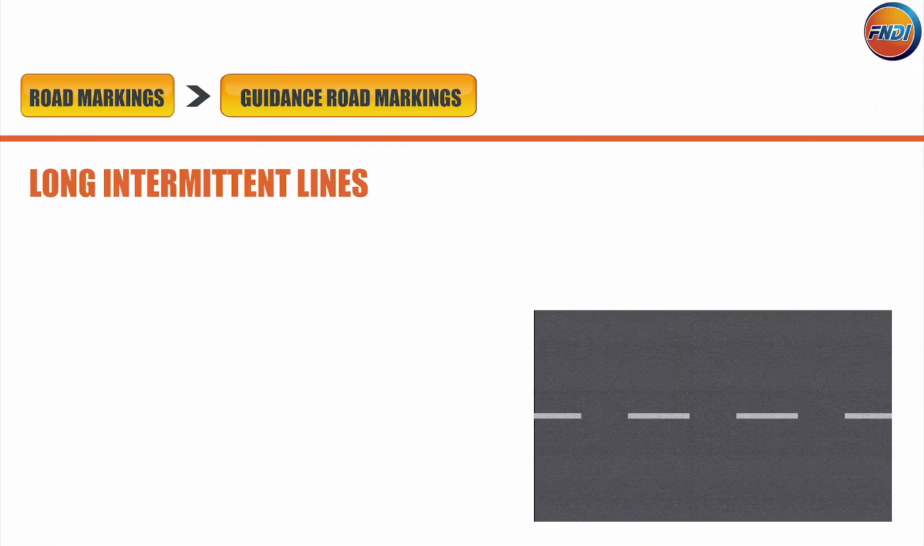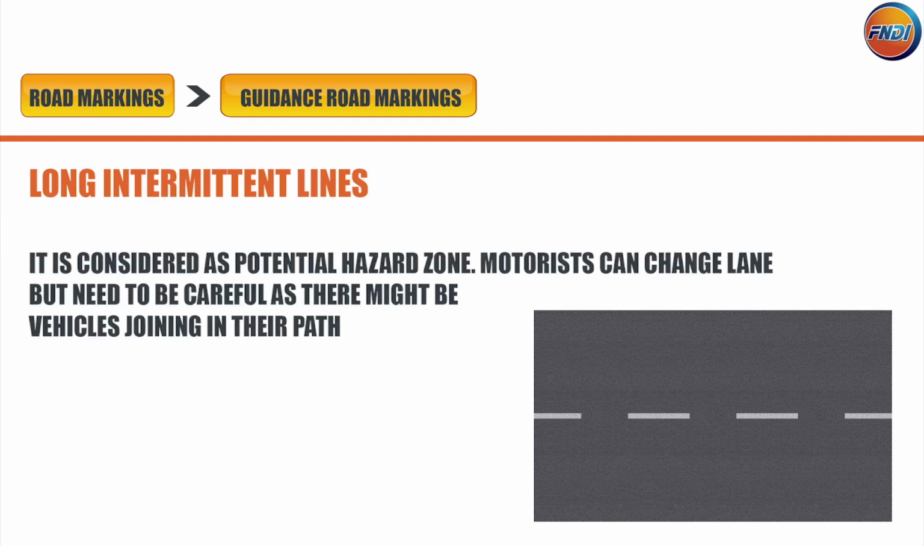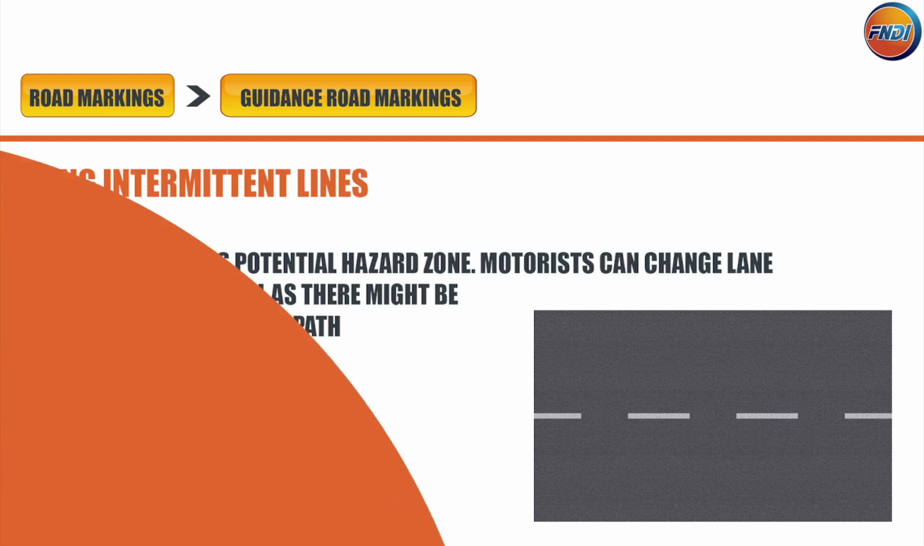Long intermittent lines. Long intermittent lines along the carriageway are used on a stretch of road where there is a side road, junction, or exits. It is considered as a potential hazard zone. Motorists can change lane but need to be careful as there might be vehicles joining in their path.